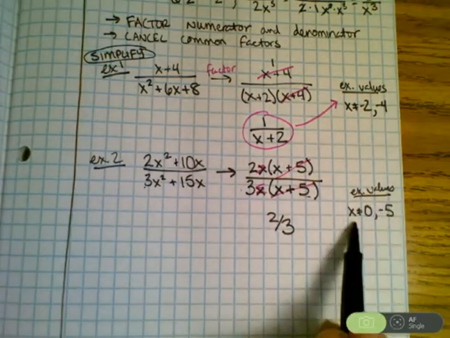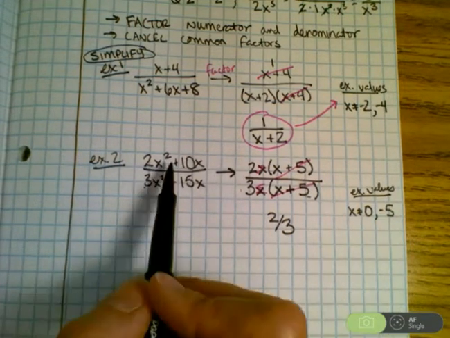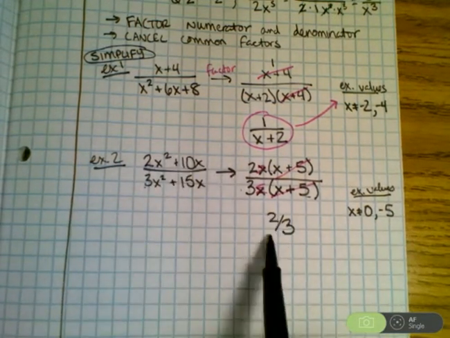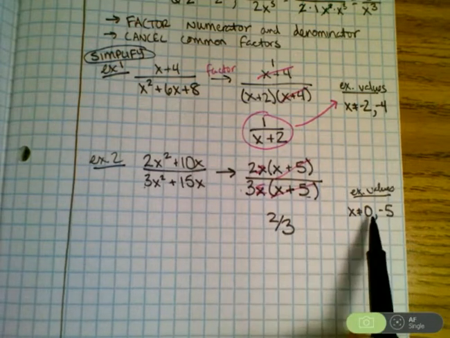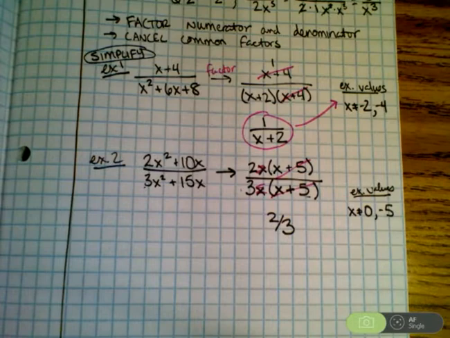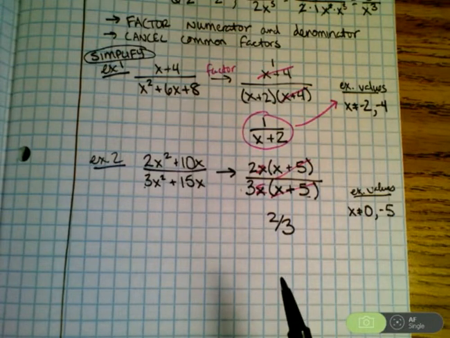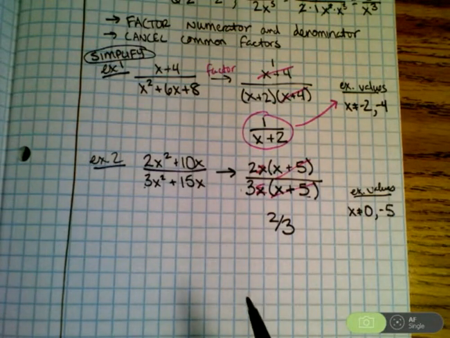And the reason the excluded values are still important is if you were going to graph this, if this was a function and we started with this, our function would just be a line at 2/3, but it'd have holes in it when x is 0 and when x is -5. So those are the big ideas behind simplifying and finding excluded values. Now we're going to use those to go on and look for least common denominators.